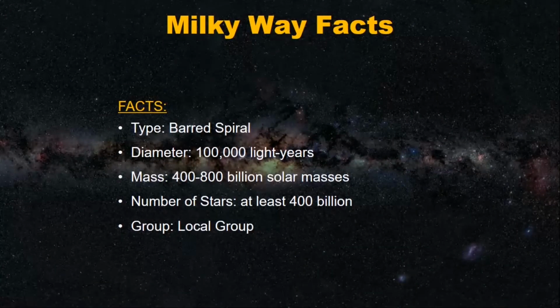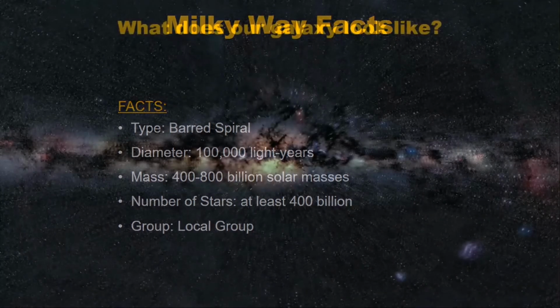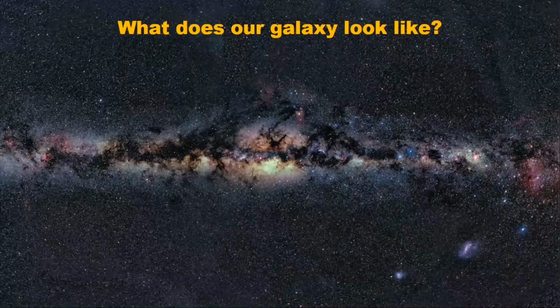That it's a barred spiral. And the diameter of the Milky Way is about 100,000 light years across. Its mass is 400 to 800 billion solar masses, and it contains at least 400 billion stars. And we're in the Local Group within the Virgo Supercluster. Okay? So the question is, what does our galaxy look like?